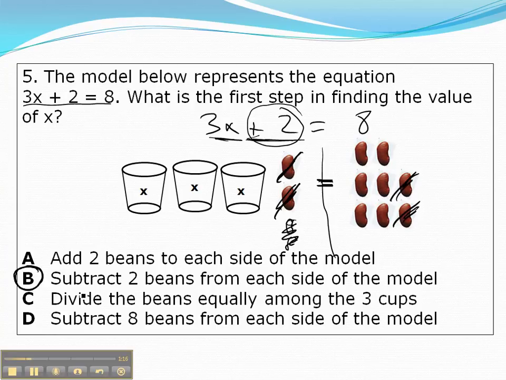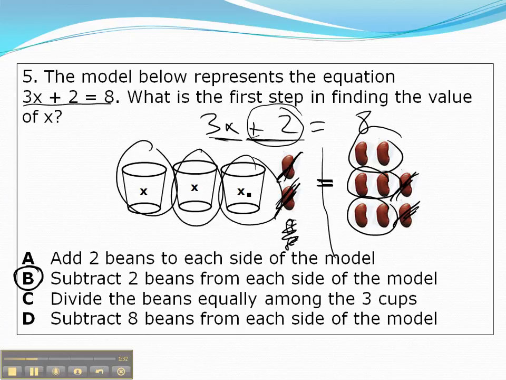Let's look at the other ones just to make sure. Divide the beans equally among the 3 cups. Well, we would do that, but not first. That would be the second step. After we've subtracted 2, we would divide these into 3 groups of 2. Because I have 3 cups, that would be dividing by 3. And then we would see x equals 2, but that's not the first step. The first step would be to get rid of the extra 2.